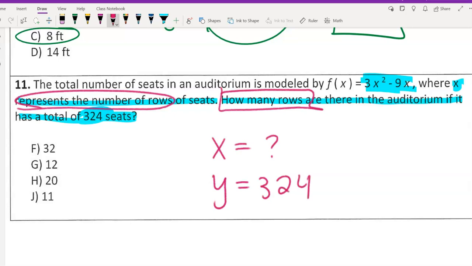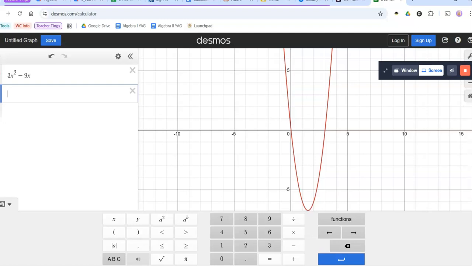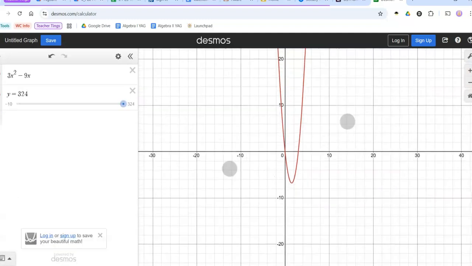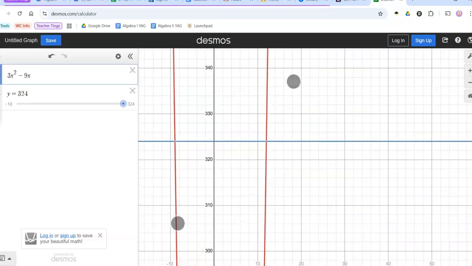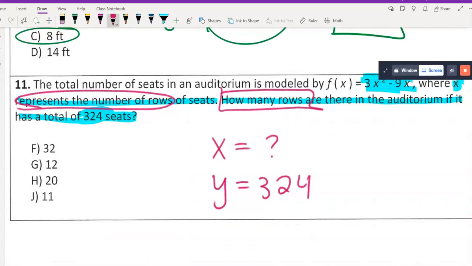So let's put in our calculator, y equals 324. We look for that line, the point of intersection, and it is 12. So when y is 324, the x value there is 12.